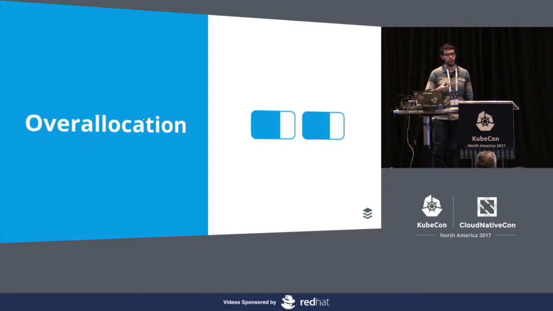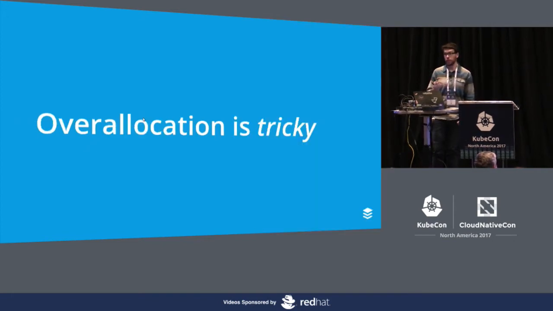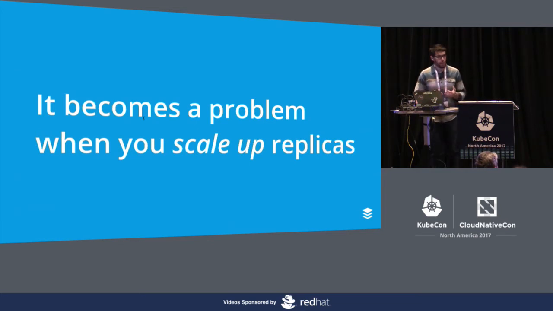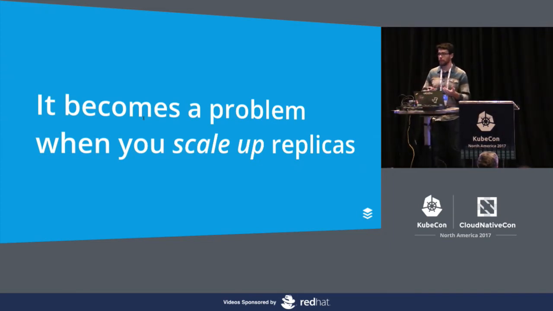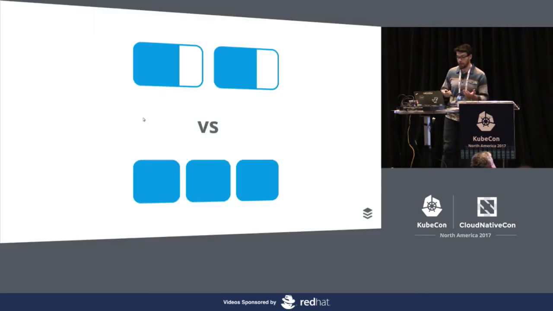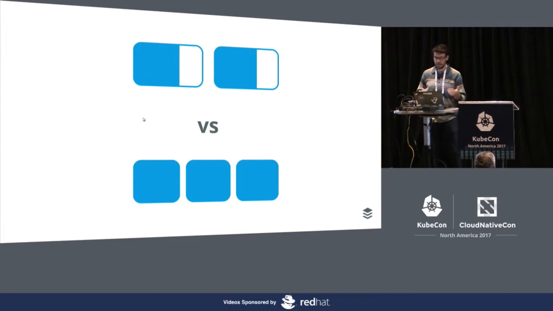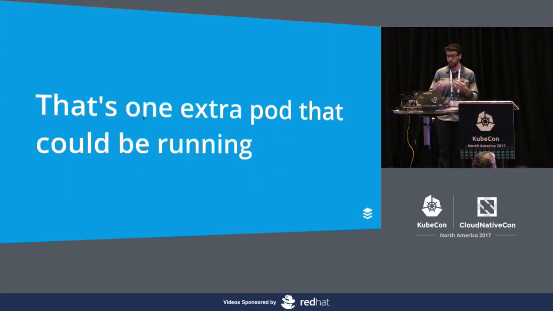This is where you set the limits too high. This is a trickier problem to spot because things aren't going to break in a very obvious way. And it really becomes a problem when you start to scale up replicas. Because you could imagine, let's say you waste 10 meg of memory for every replica. You scale that up to 1,000. You've made your problem 1,000 times worse. And this could mean all the difference between running more pods on your nodes. In this case, you'd be running an extra pod if you had set your constraints appropriately.